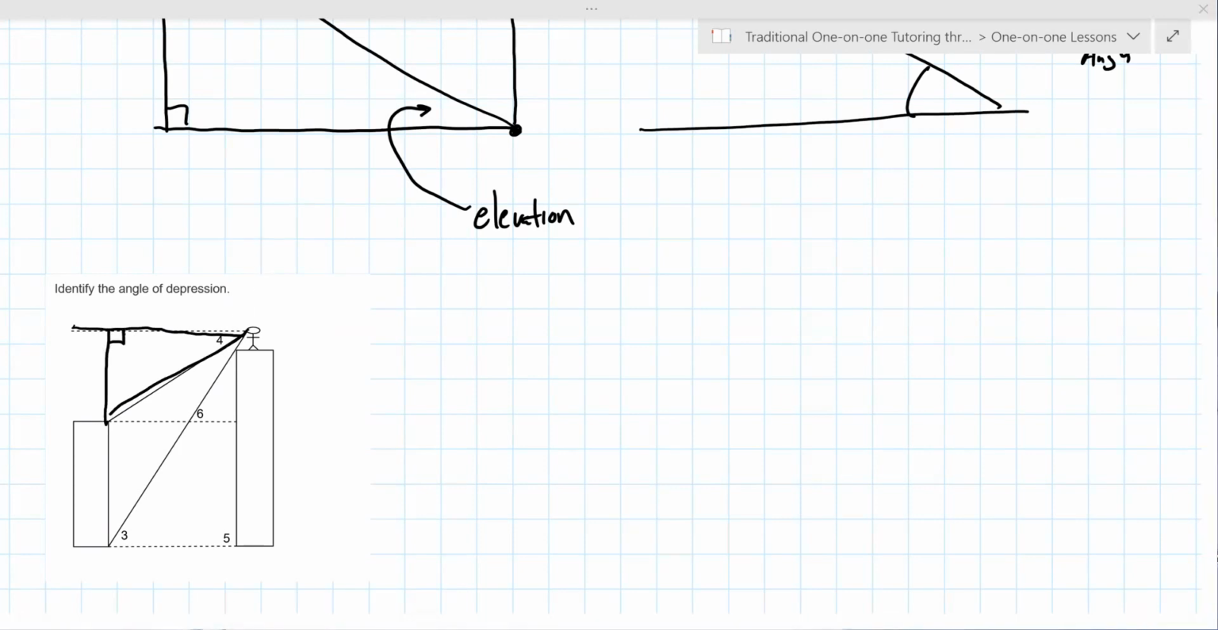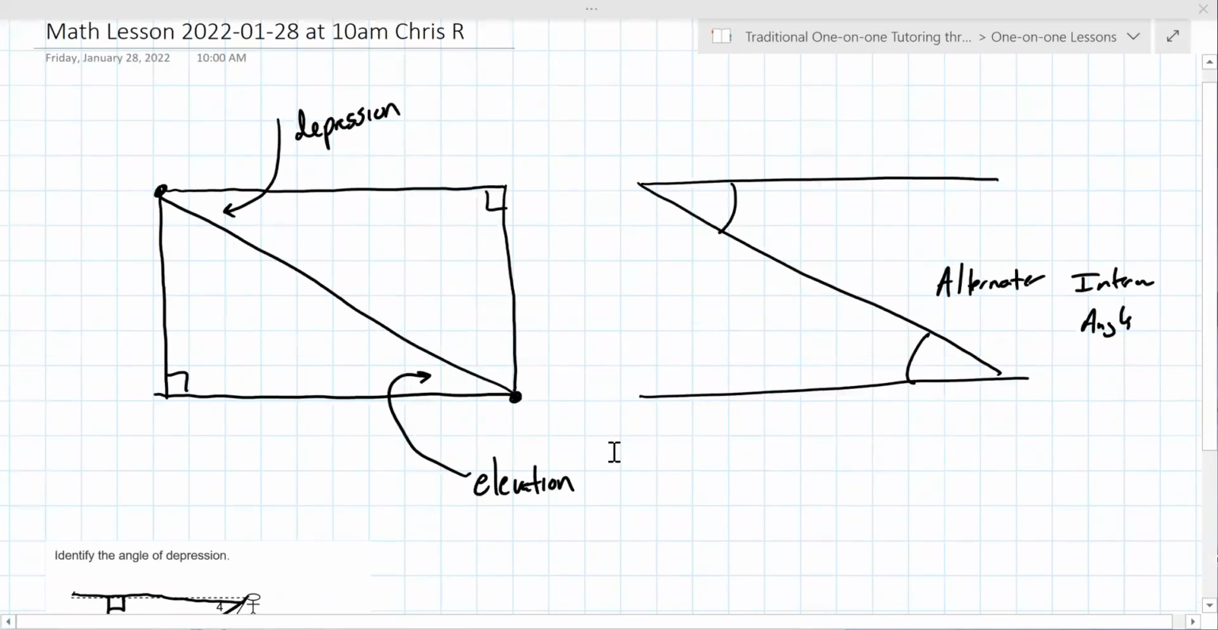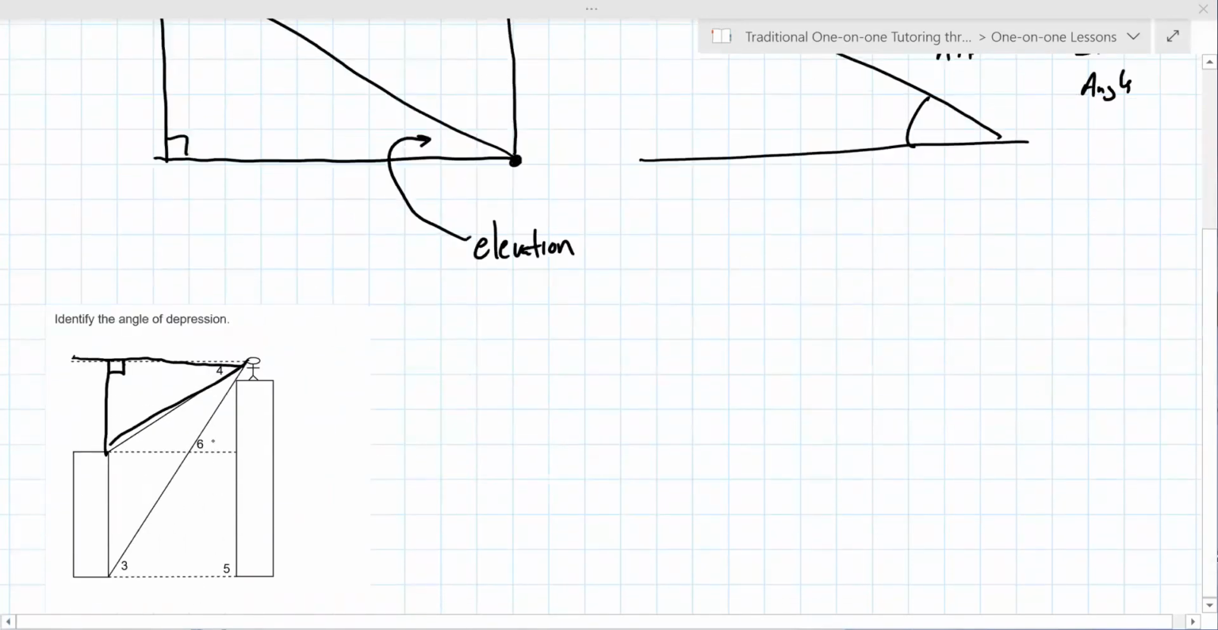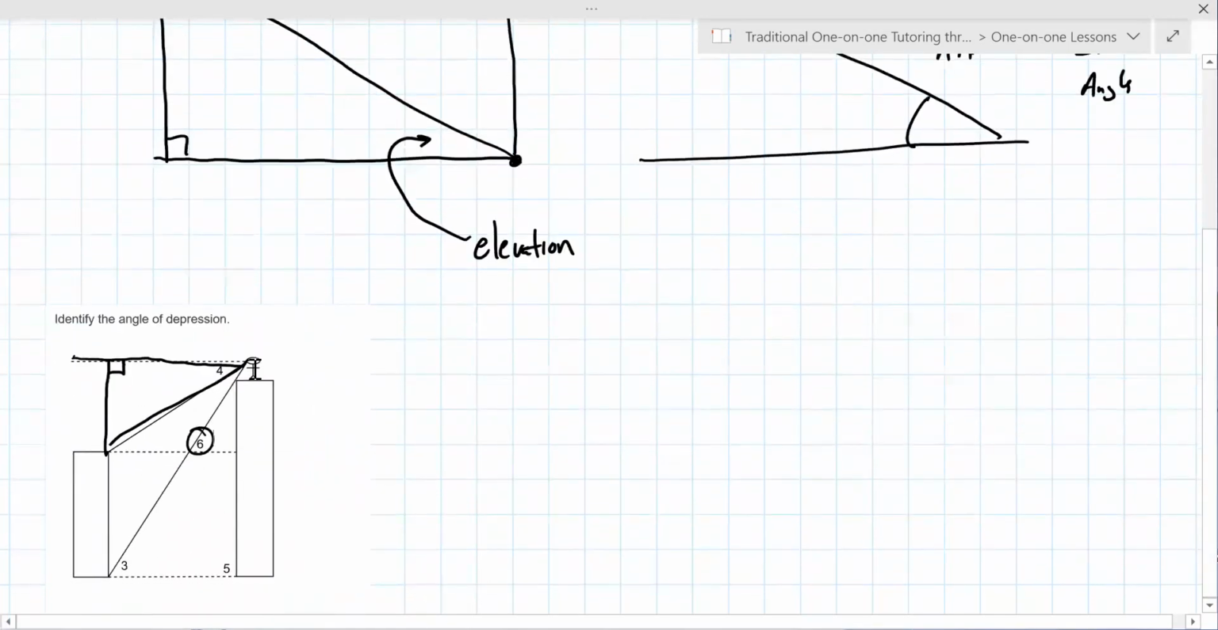It would be angle 6. Well, 6 is down here. Go back and look at this picture. Which one is the depression? The top one. Yeah. And which one's the elevation? It's the bottom one. I made the triangle to try to force you to look at this place. Where is the angle of depression? It is number 4. Okay.